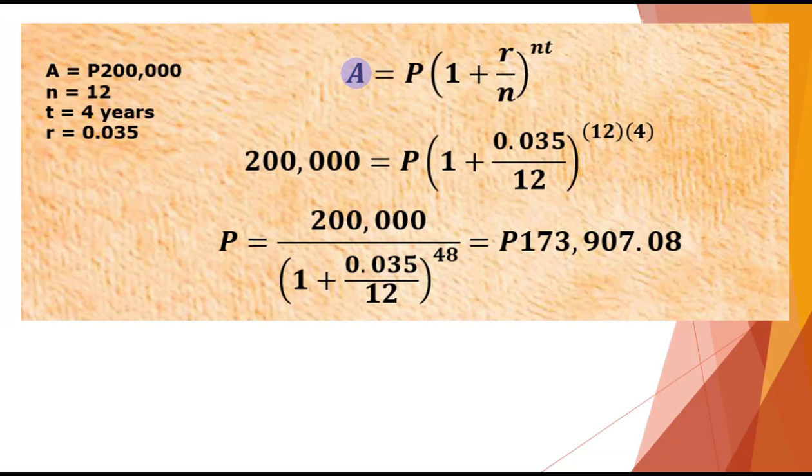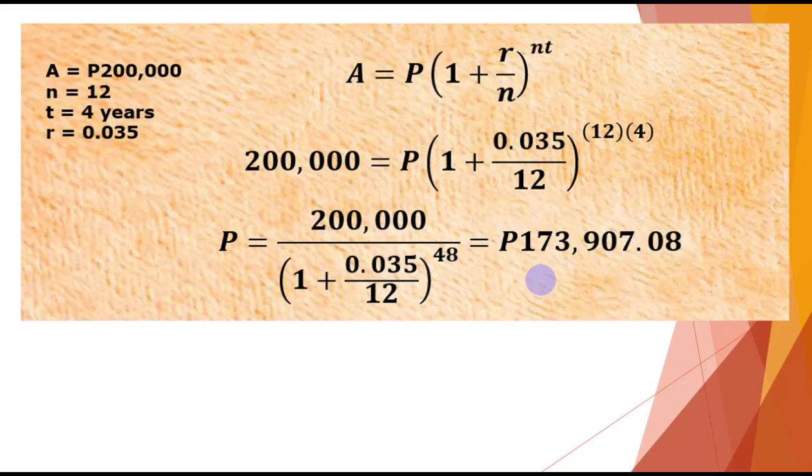A equals P times open quantity 1 plus R over N close quantity raised to NT. That's 200,000 for A. For P, this is what we're looking for. Then 1 plus, for R, 0.035. N is 12. Close quantity, raise it to 12 times 4 years. Solving for P, by mathematically manipulating this, we have 173,907 pesos and 8 centavos.